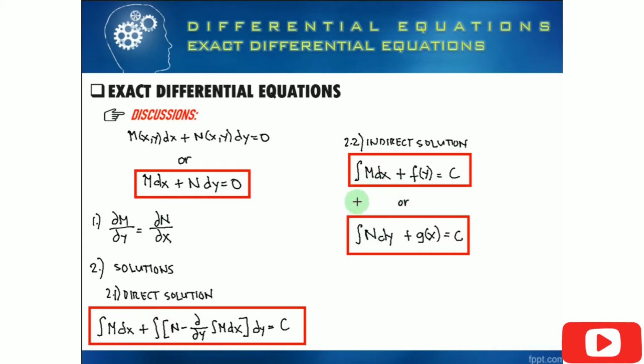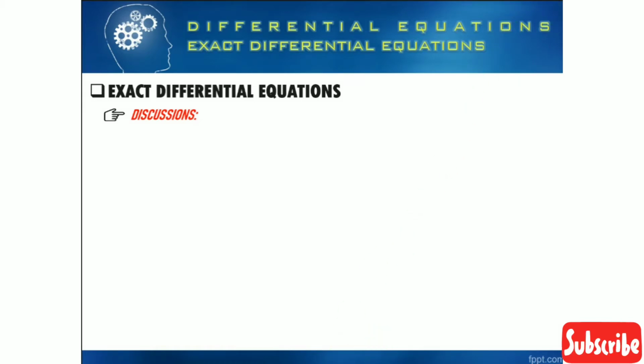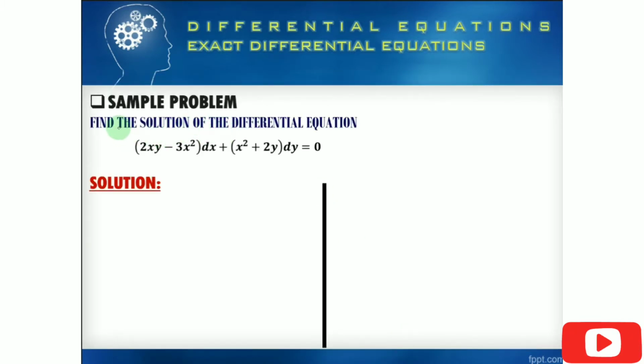So to better understand the application of these exact differential equations having this form, M dx plus N dy equal to 0, and to determine the exactness of this differential equation, you have to conduct this step number 1 and this step number 2. Okay, so we will proceed now to a simple sample problem. Find the solution of the differential equation given: the quantity 2xy minus 3x squared dx plus the quantity x squared plus 2y dy is equal now to 0.